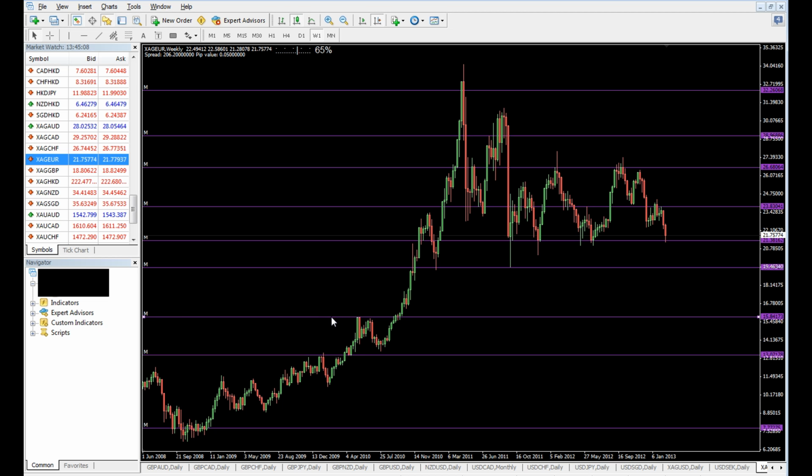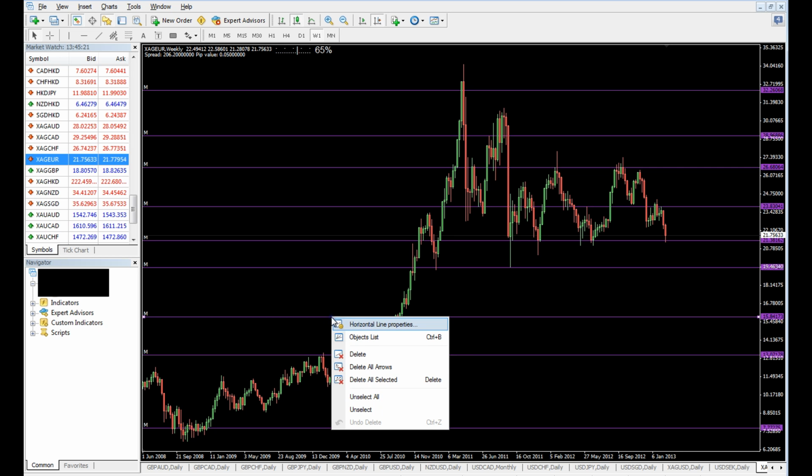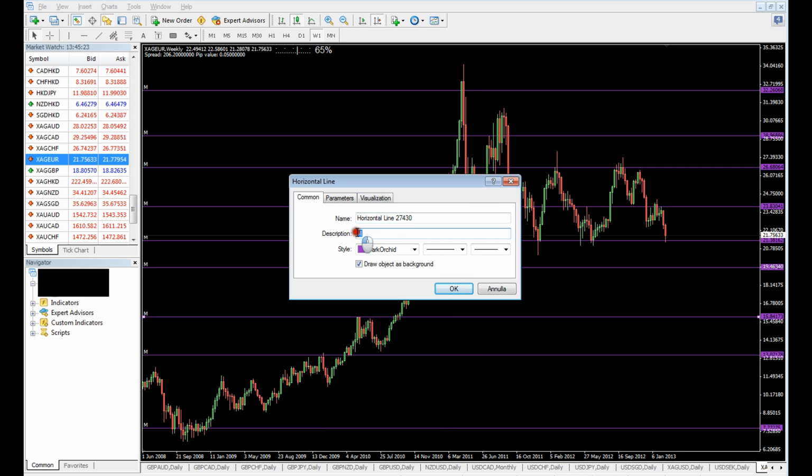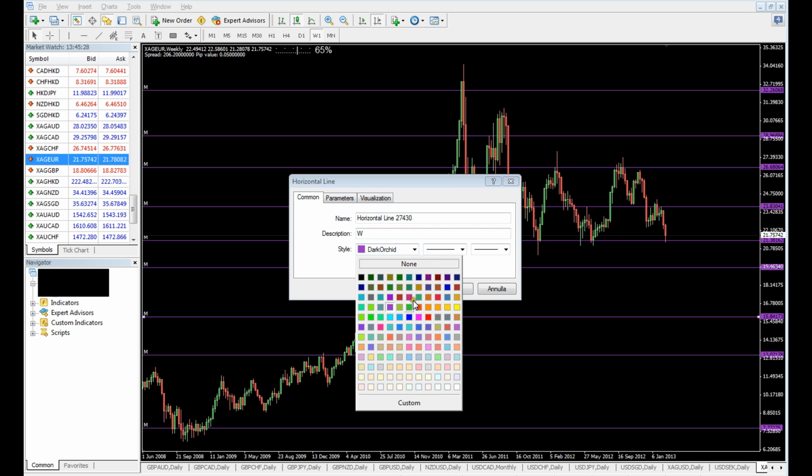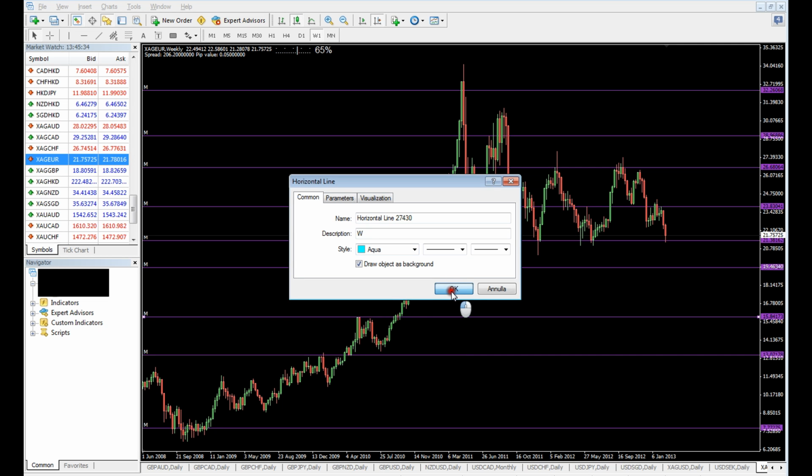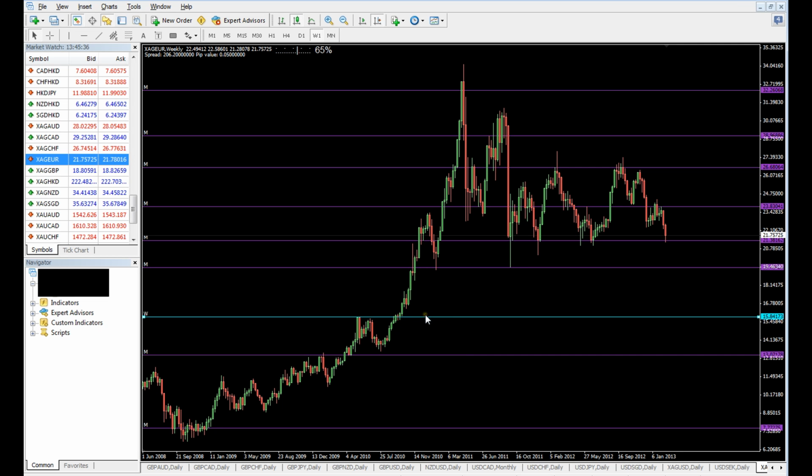Because notice that a weekly level is not exactly something weak. A weekly level is powerful. It's just less powerful than a monthly, but it's still a fairly powerful level. Now we are going to edit it. We put W. We pick a color, which for me is usually something like aqua. And voila, we now have our little weekly level.